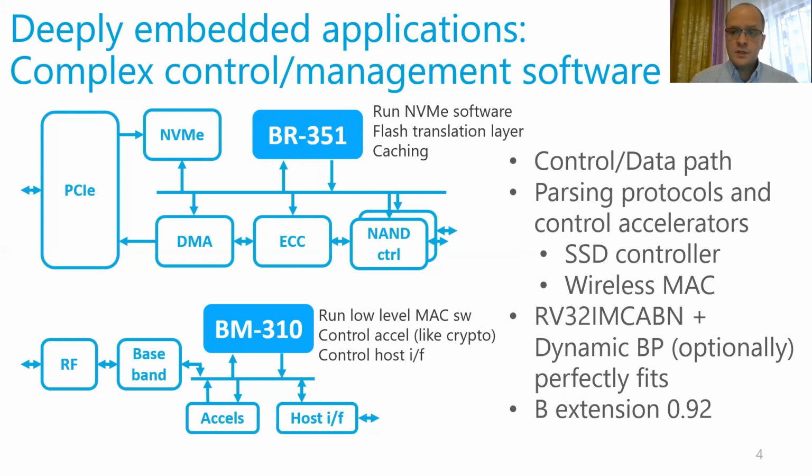Depending on the performance needs, the BM310 or BR351 cores were used. BR351 is higher performance. It's dual issue with 9 pipeline stages, and it gives about 3 times the total performance of the single-issue BM310 with 3 pipeline stages. But of course, BM310 consumes less area and less power.